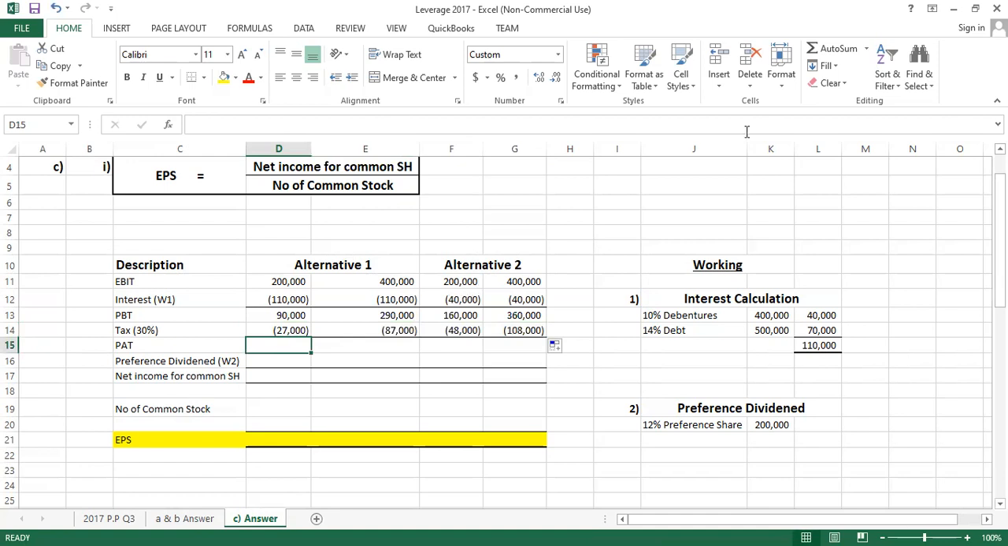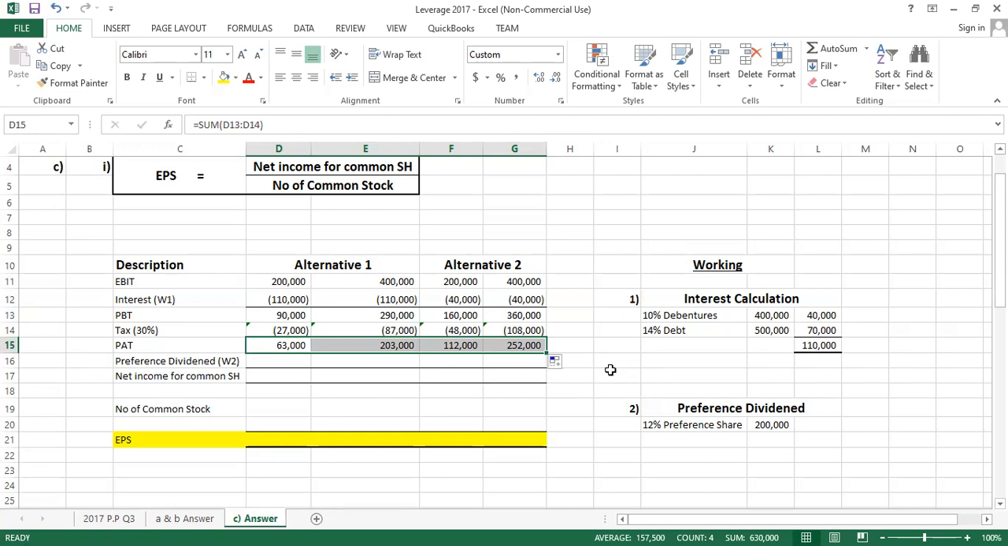So profit after tax: alternative 1 profit after tax is 63,000 and 203,000. Likewise, alternative 2 profit after tax is 112,000 and 252,000.